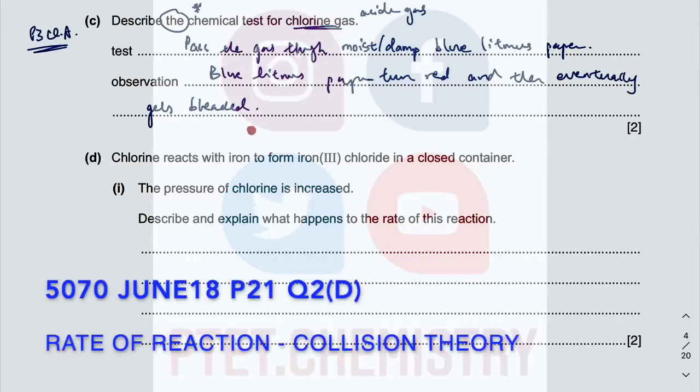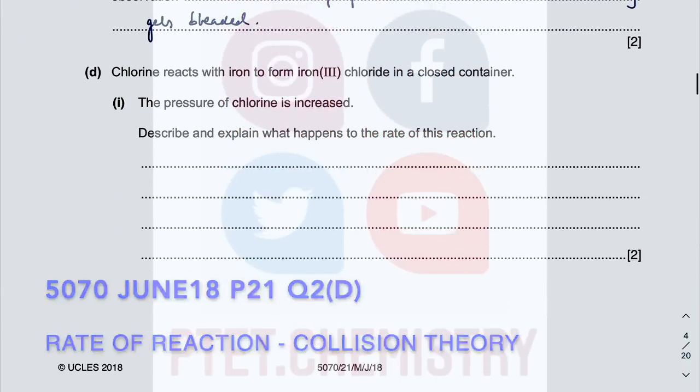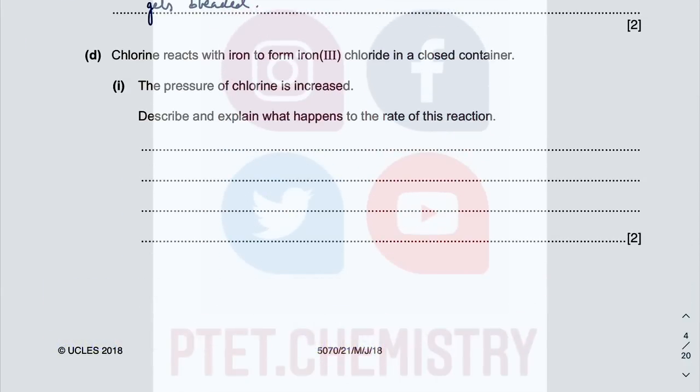Think about your white paper, like when you print on a blank paper, it will look white. That's because they bleach the paper, after they get it from the wood pulp from the tree, they bleach the paper with chlorine in the end. That's why it looks white. Chlorine reacts with iron to give you iron 3 chloride in a closed container. You increase the pressure of chlorine. What happened to the rate? Okay, so maybe I should write it in there.